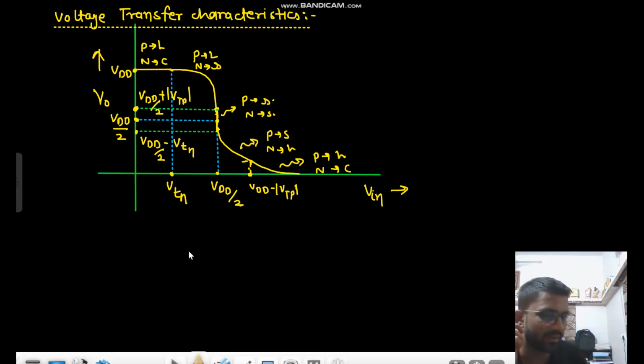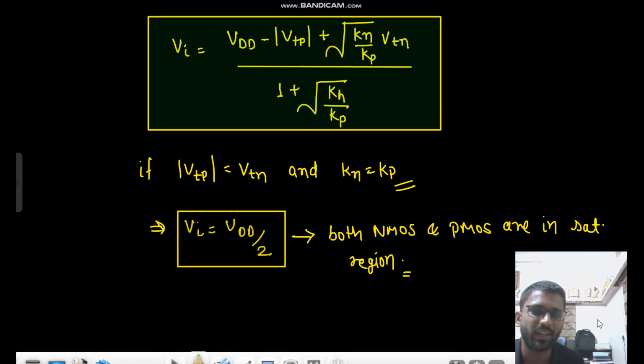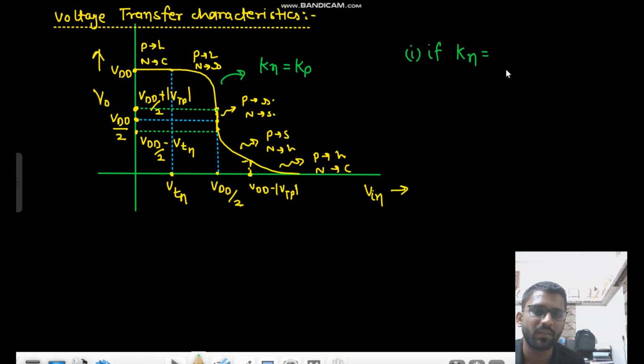And also that Kn Kp thing that I told. If Kn is greater than Kp, what will happen? The curve will move towards the origin. If Kn is lesser than Kp, okay. So we can write one thing here: Kn equals Kp here. In the formula we saw that if Kn is 4 times of Kp, and Vt, we will see it on the next page. I have to draw 2 more curves, so that will be a good question.